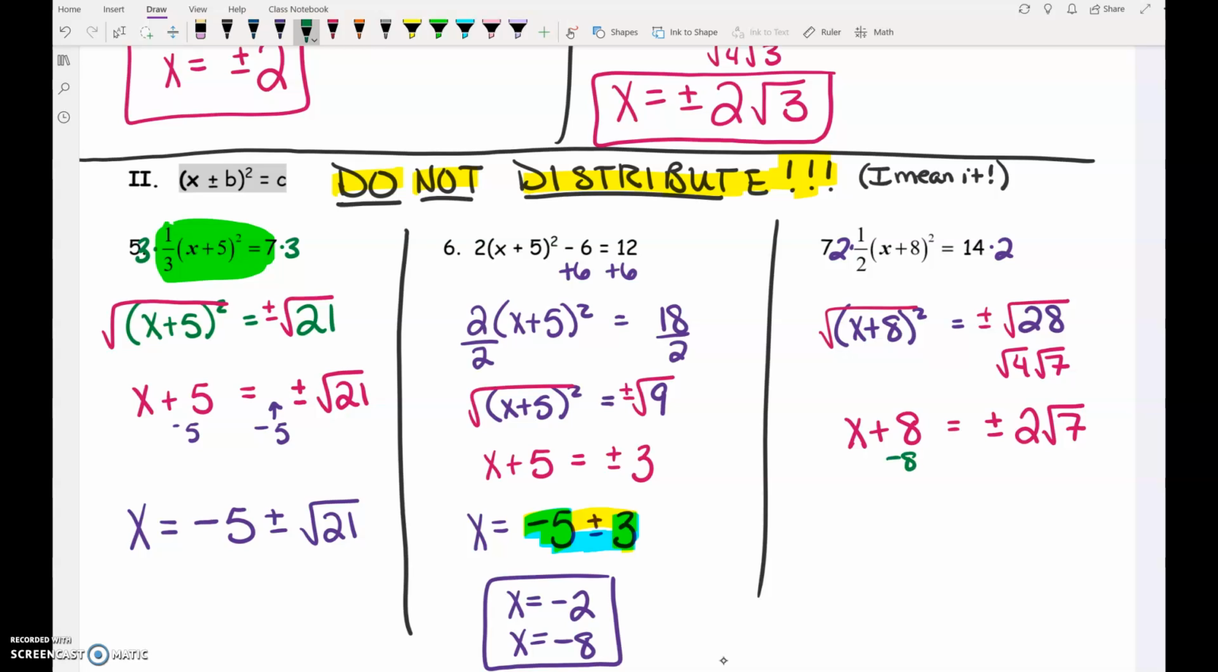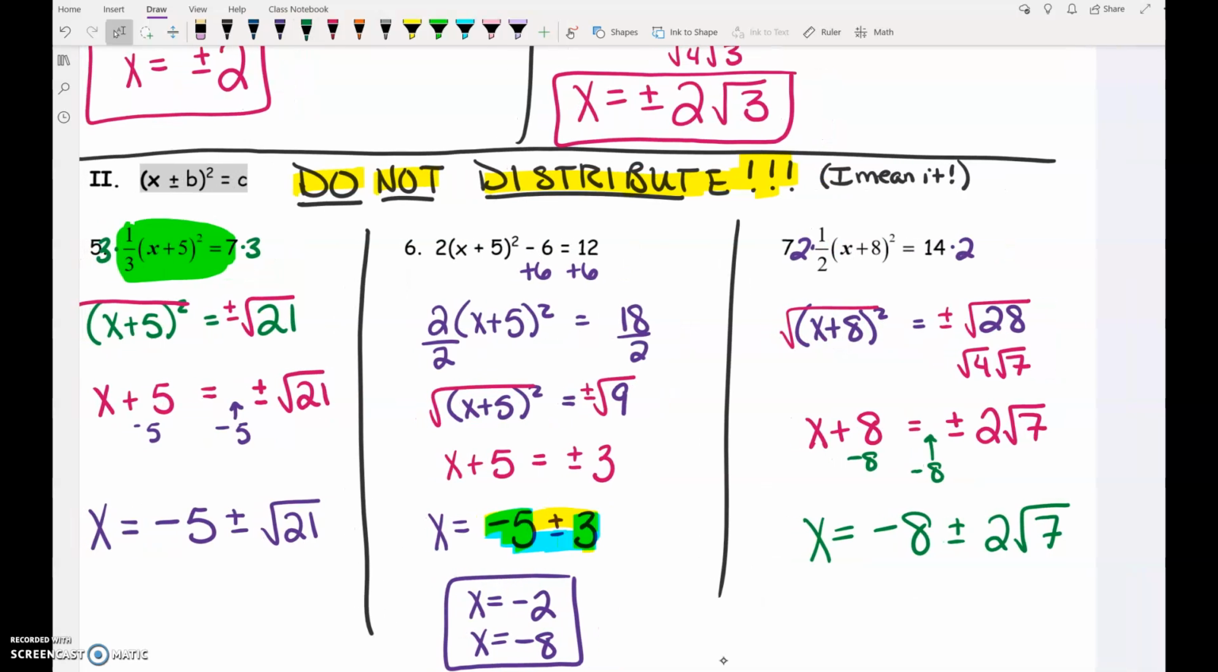Just like we did on the others, we will subtract 8 and put it in front of the plus minus. So x equals negative 8 plus or minus 2 times the square root of 7. Negative 8 and 2 are the same kind of number, but 2 is being multiplied by the square root of 7, and multiplication has more power than addition. So you can't add before you multiply. We can't simplify this anymore. This is our final answer. Negative 8 plus or minus 2 times the square root of 7.